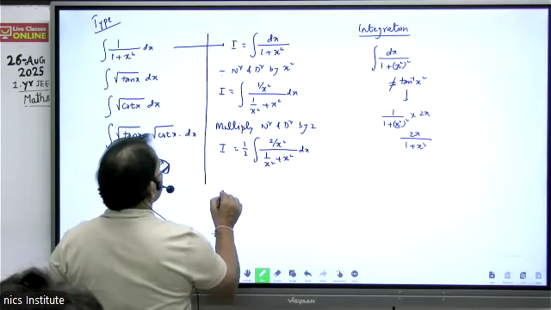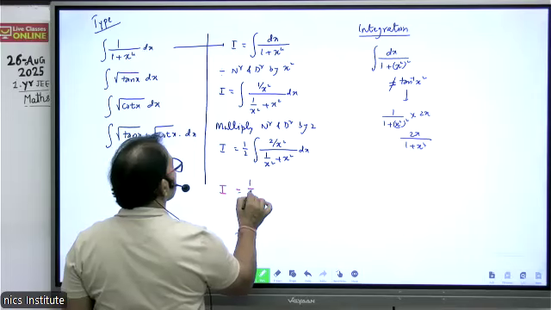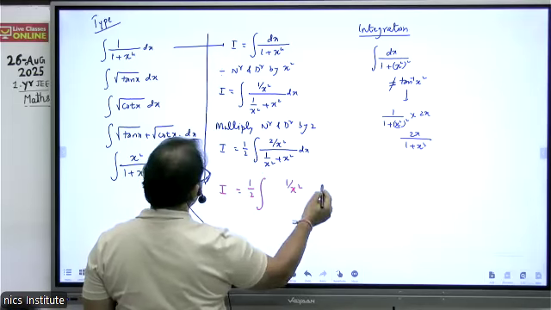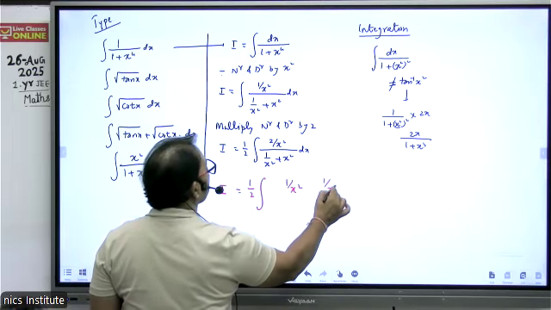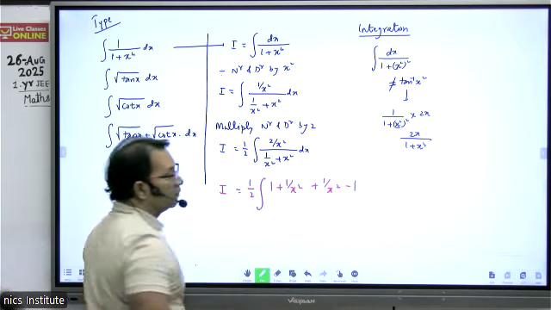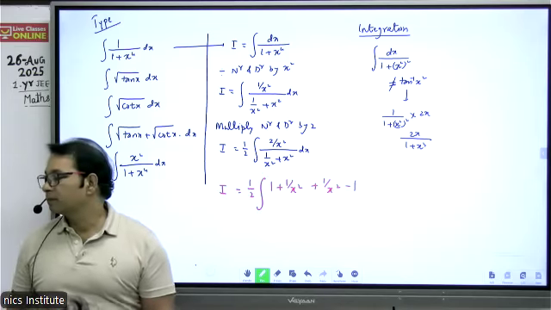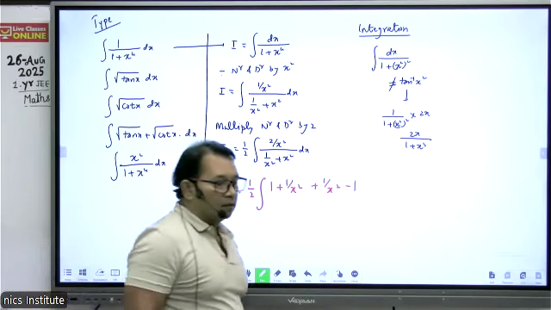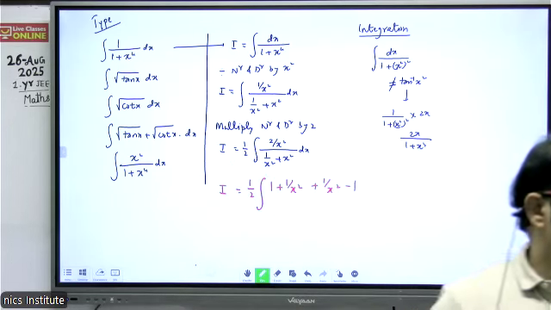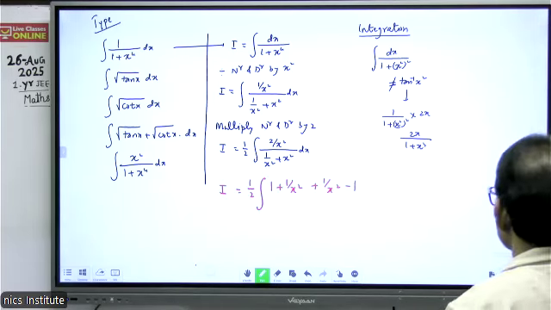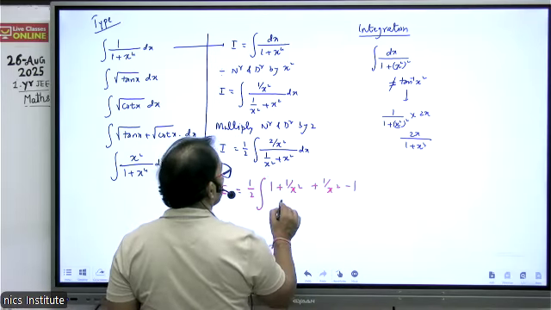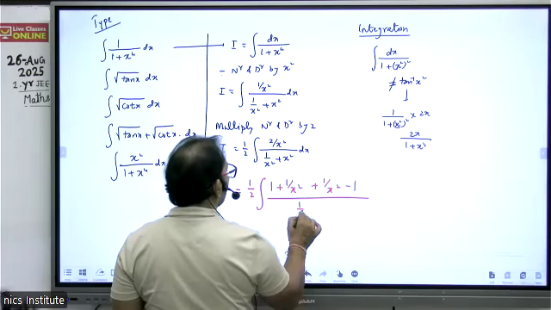So after this, you split 2 by x square into 1 by x square and 1 by x square. At the same time, add 1 and subtract 1. That is the next step. So next step is we are adding 1 and we are subtracting 1, and we have split 1 by x square into 2, and denominator as it is.